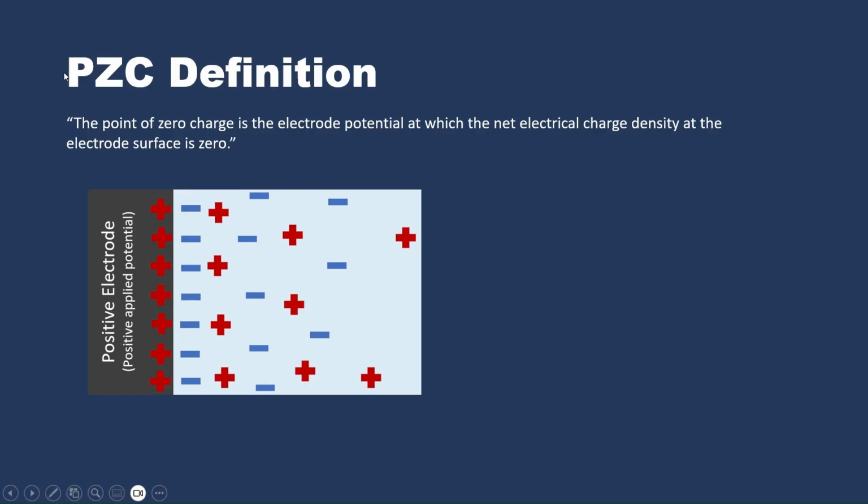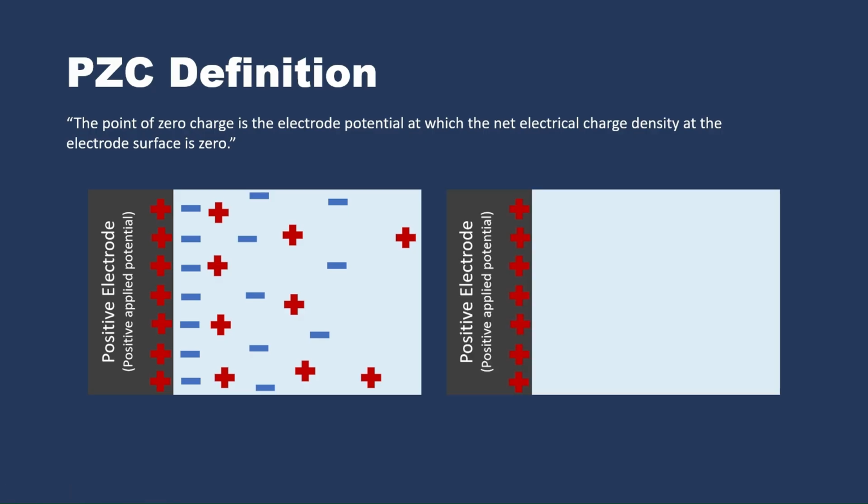So here we have a very elementary display of our double layer interface. Here is our electrode, and we have a positive applied potential to it, followed by our electrolyte. So obviously we have some anions that are attracted to the surface, followed roughly by some cations, and so on and so forth until hopefully it reaches bulk electrolyte concentration.